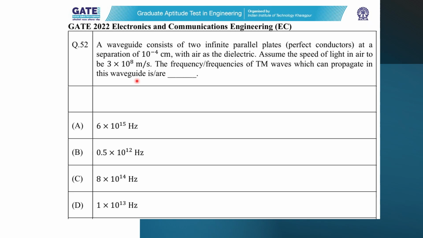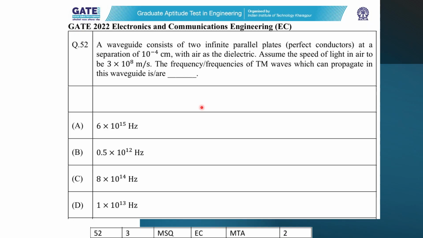Very easy. We have to find the first cutoff frequency, that is the minimum frequency which will pass. If a frequency is greater than that, then it will pass. And if the frequency is lesser than the cutoff frequency, it will not propagate through this waveguide. As per the answer key provided by Kharagpur, the answer should be A and C both only. Okay, let's go.